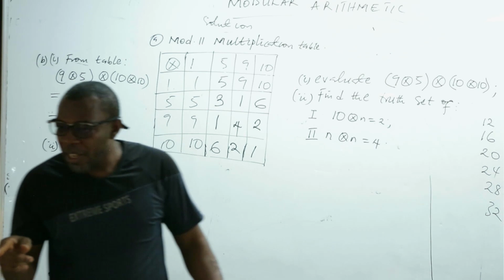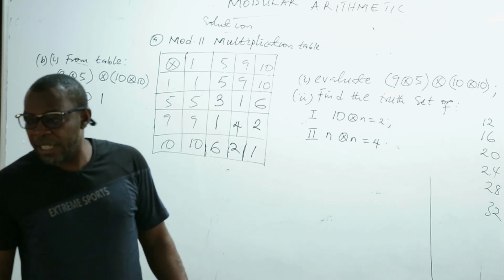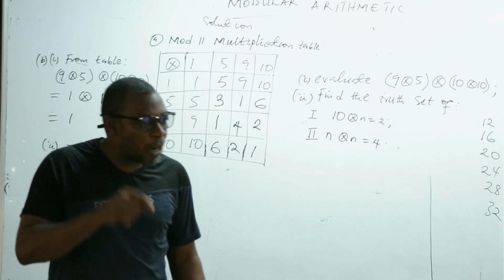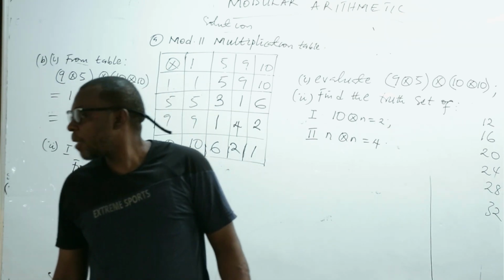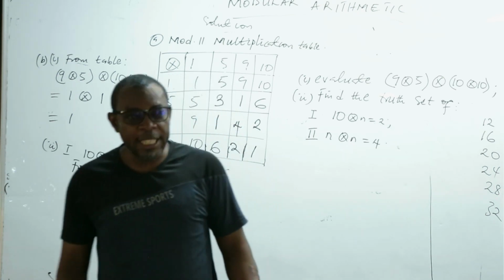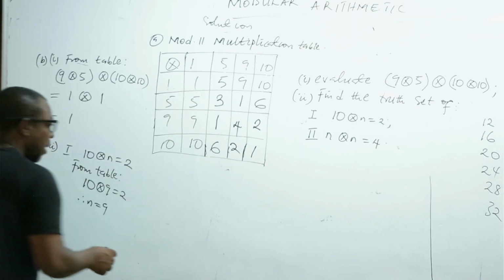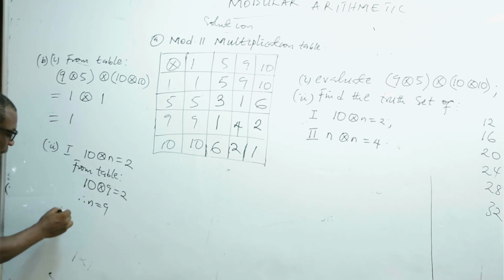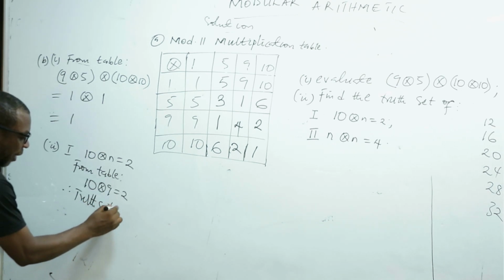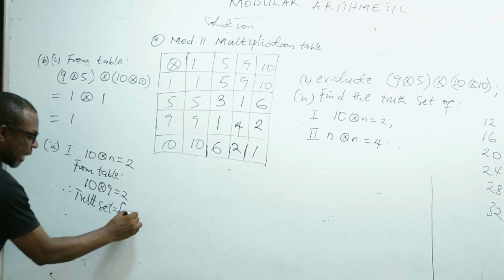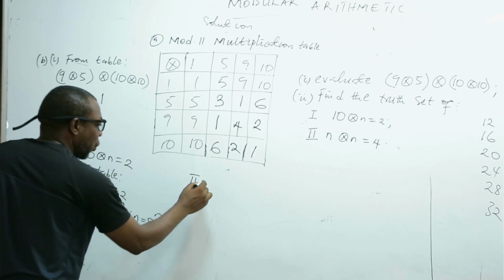No. Why? The question did not say find the value of n. They didn't ask us to solve. They didn't ask us to find the value of n. Rather, they said we should find the truth set. So, therefore, the truth set equals the set of values n such that n equals 9. We're good with that.